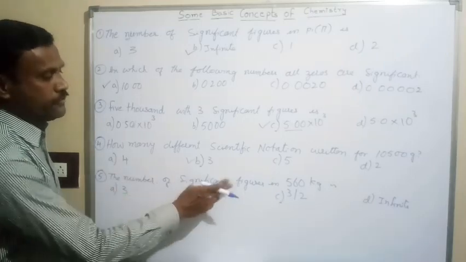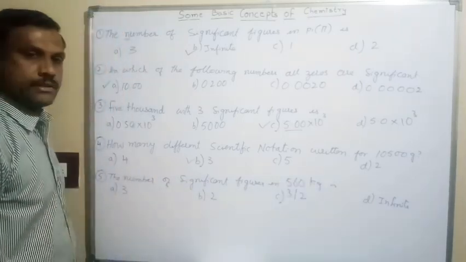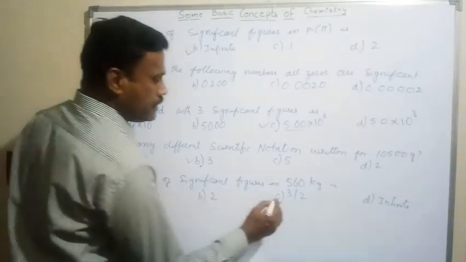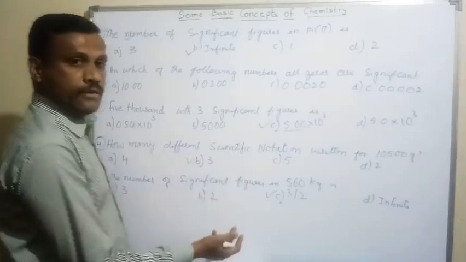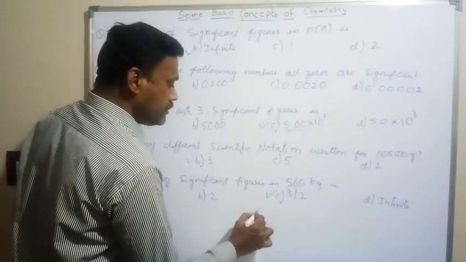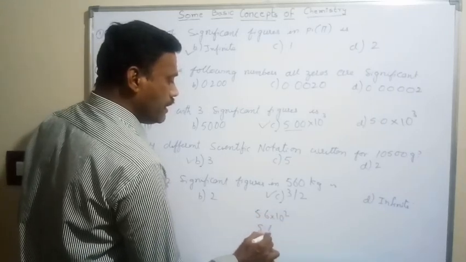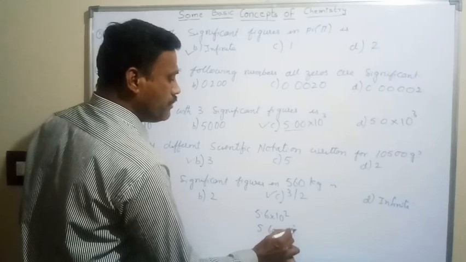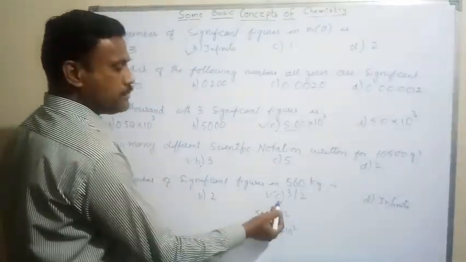The number of significant figures in 560 kgs is option C. It can be 3 significant figures, it can be 2 significant figures. So that is 5.6 into 10 to the power of 2, 5.60 into 10 to the power of 2. 2 significant figures, 3 significant figures. Hence option C.